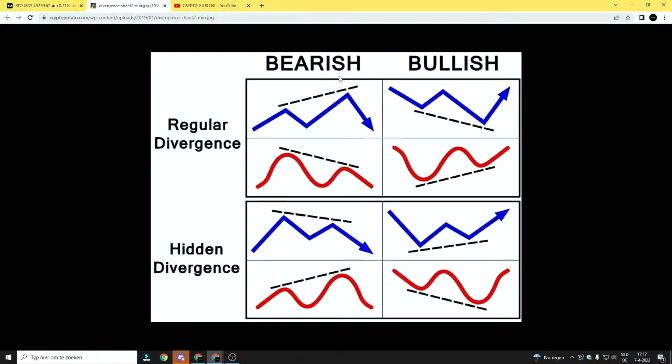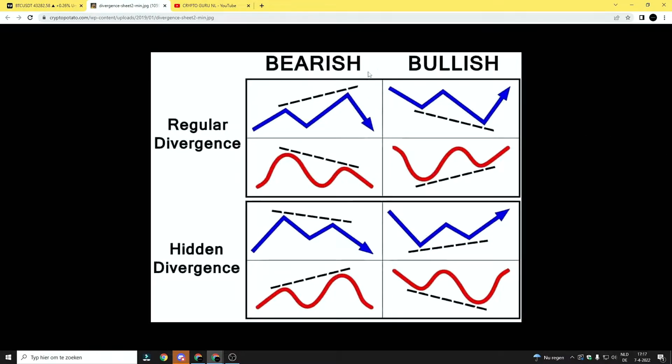All right, you have two types of bearish divergences, and you also have two types of bullish divergences. So first we have the normal bearish divergence, and we have the hidden bearish divergence, this one. And we also have the bullish divergence, the normal one, and we also have a hidden bullish divergence. So basically two bearish and two bullish, one normal and one hidden.